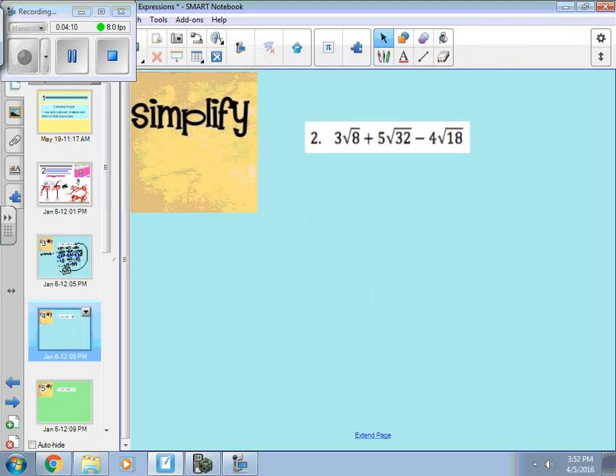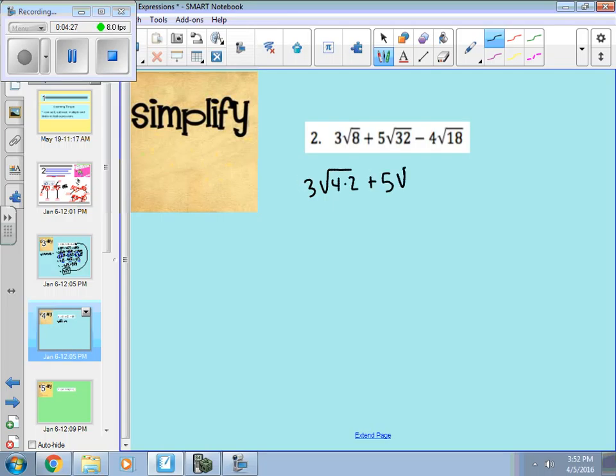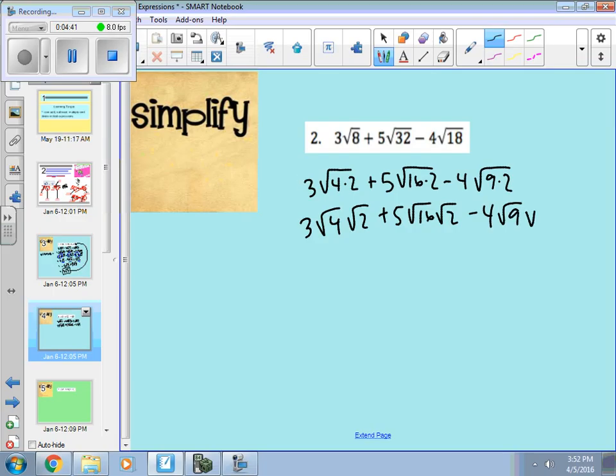Let's try another one. Number 2, we want to, again, simplify kind of the same way we did before. Why don't you pause the video and see if you can simplify these radicals? All right, let's see how you did. Square root of 8 is the same as 4 times 2, 4 being the perfect square. 32 is 16 times 2, 16 being the perfect square, and 18 is 9 times 2, 9 being the perfect square. So if you simplify these, square root of 4 is 2.